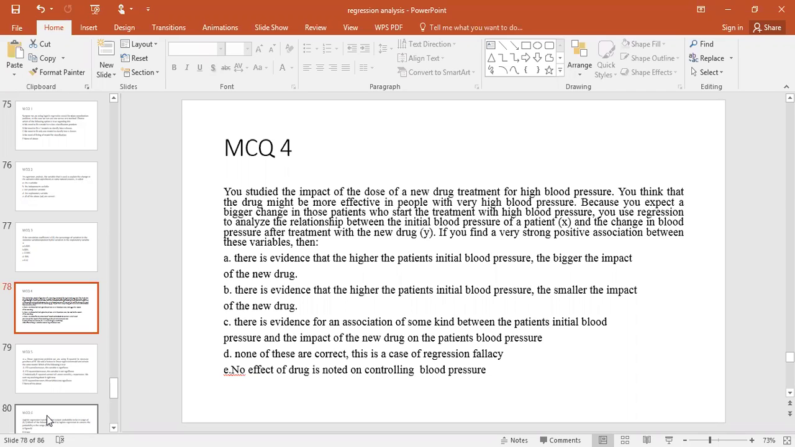Anyone from the class? It is delta. None of these are correct. This is a case of regression fallacy.